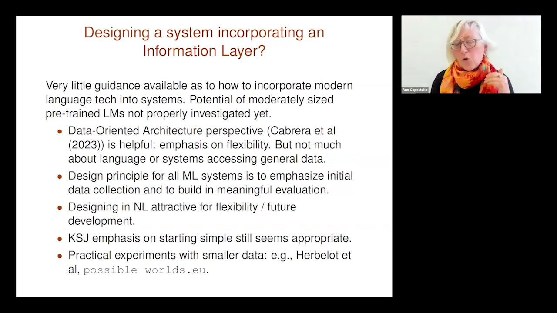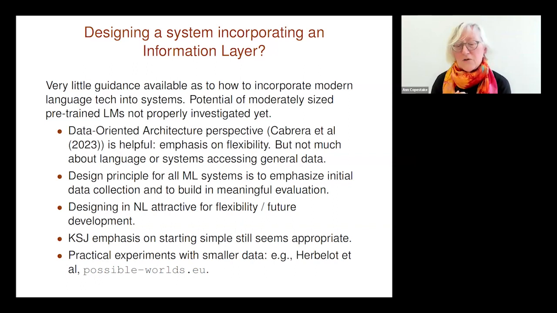There's a design principle for all machine learning systems to emphasize initial data collection and to build in meaningful evaluation right from the start. But actually thinking about that with respect to building in an information layer, this is something that people aren't being trained to do very well yet. And that's a huge amount of work that would have to go into working out methodologies. So designing in natural language is really attractive, I think, for flexibility and future development.